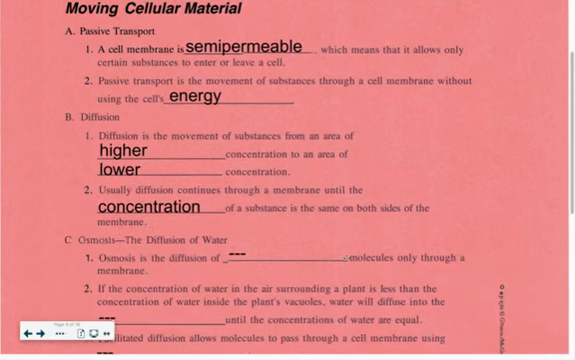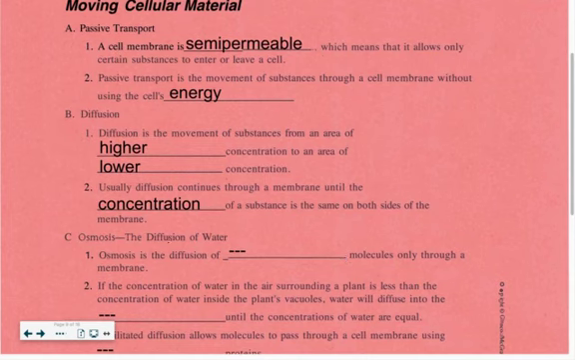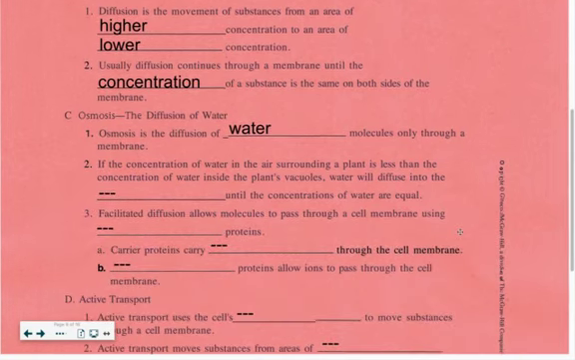And then osmosis is the diffusion of water. Osmosis is the diffusion of water molecules only through a membrane. If the concentration of water in the air surrounding a plant is less than the concentration of the water inside the plant's vacuoles, water will diffuse into the air until the concentration of water is equal.